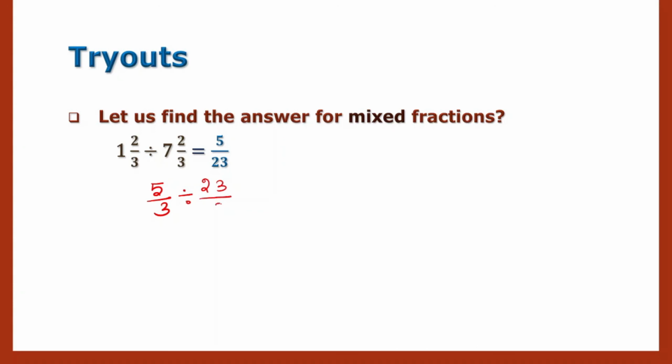And then our second step is we have to take the reciprocal of the subsequent term while the first term remains the same. So 5 by 3, we have to take the reciprocal of 23 by 3, which is 3 by 23. The division sign changes into multiplication and then we just have to multiply it. This 3 and this 3 can easily get cancelled by 3 table, which is leading to 5 by 23 is the answer.